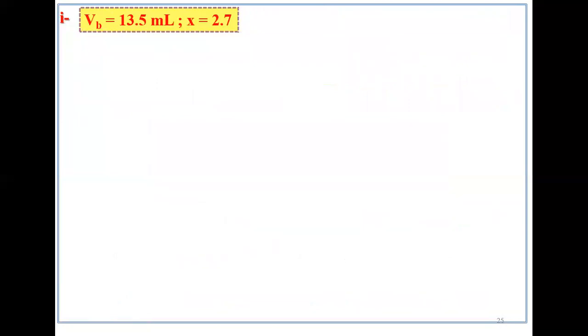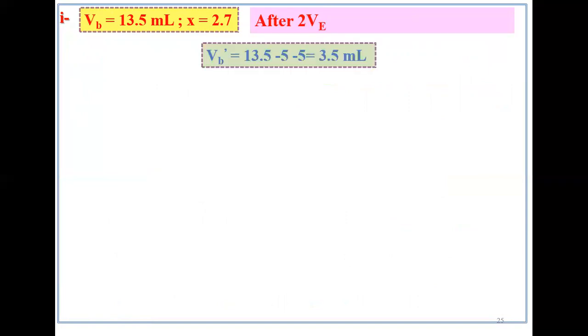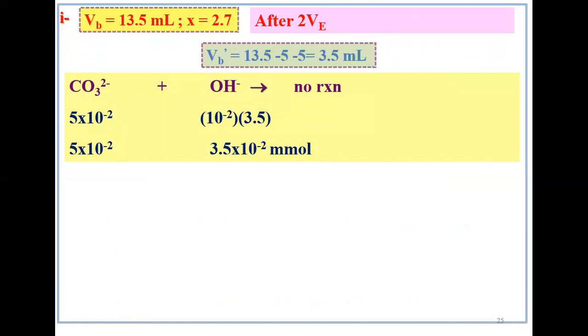After equivalence, x equals 2.7 or volume is 13. Okay, so 2V equivalence, this is after it. Again, VB prime, always good to do it. Now take the total volume, subtract the first equivalence, subtract the second equivalence, because I have to use all the OH to react to give me my second base. So I have now CO3 2 minus in solution and OH minus. And like I told you at the beginning of the graph, these guys will have no reaction with each other. So there will be no reaction.